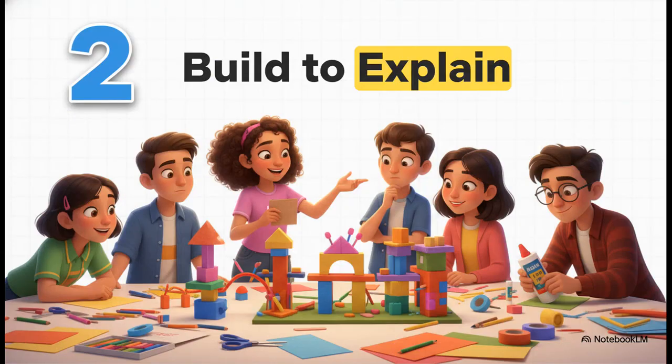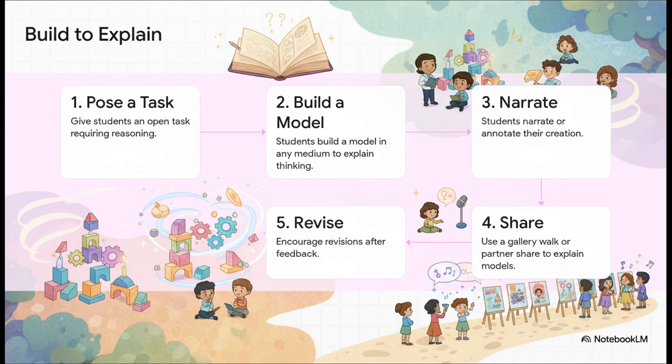All right, strategy number 2 is build to explain. This one is all about getting kids moving, getting their hands dirty, and building models to show what they're thinking. And remember, the goal here is not to build a masterpiece. It's all about how well they can explain their creation.